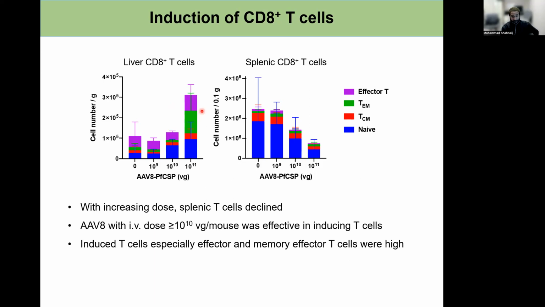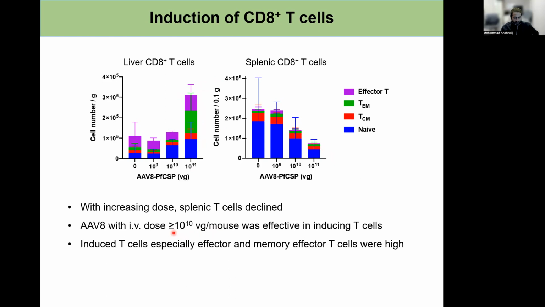And all the reviewers, I got, unfortunately, 5 reviewers, all appreciated this result, and they say that this is something that may be translatable in human studies. So with the increasing dose, you can see the splenic T cells are going down. So it means that the splenic T cells are generated, and then they come to the liver, and they make the population higher in the liver.